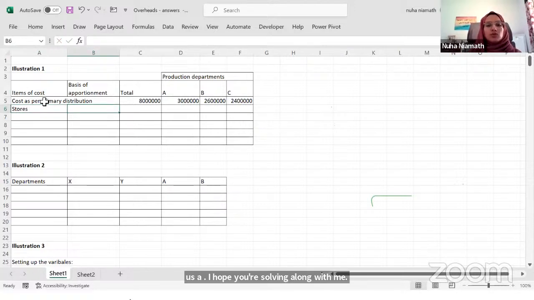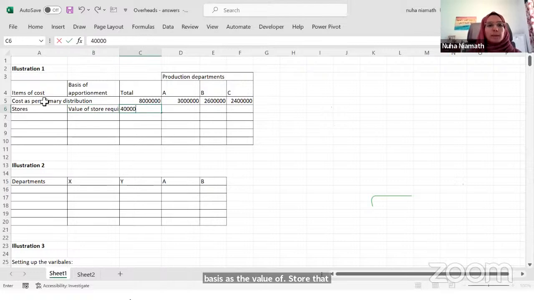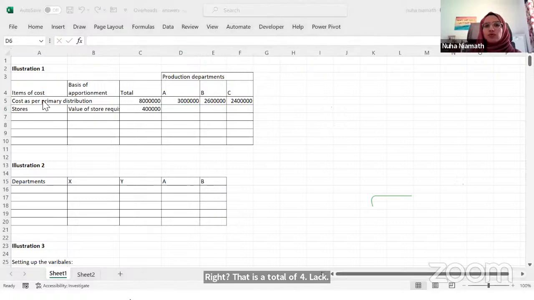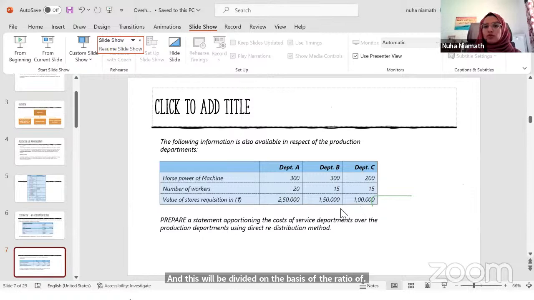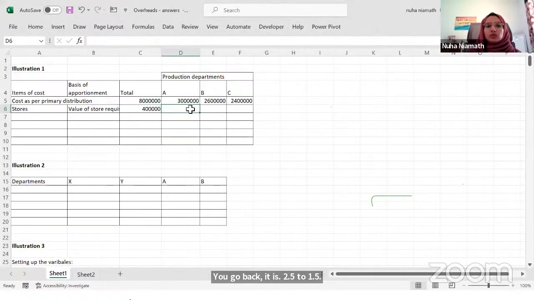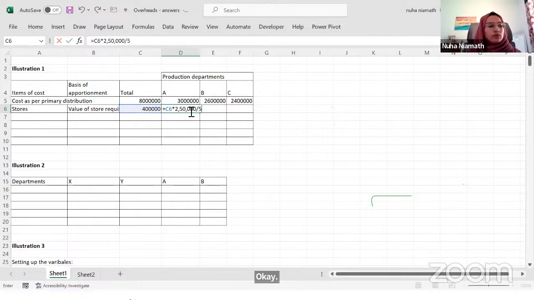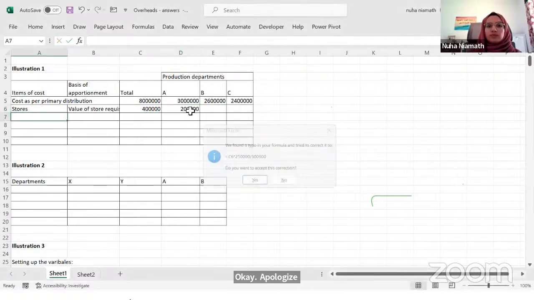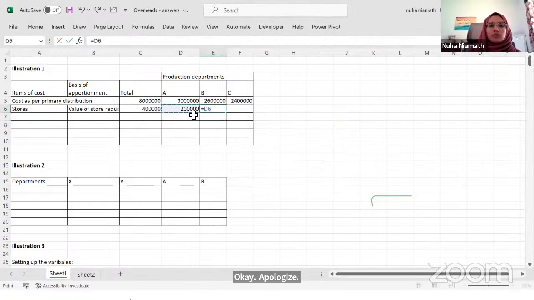We have the stores expenses. We will use the basis as the value of store requisition. So that is a total of 4 lakh. And this will be divided on the basis of the ratio, if we go back, it is 2.5 is to 1.5 is to 1. So we can use this as 4 into 2.5 divided by 5, which is 2 lakhs, then 4 into 1.5 by 5, which is 1.2 lakhs, and 4 into 1 by 5, which is 80,000.